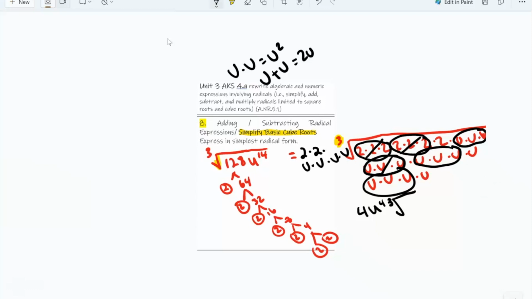Remember, when you're writing it in, you have to put the cubed in there. Otherwise, you change the game from square roots to cube roots. Then how many U's do I have left? Or how many numbers? I have a 2 right here. So this one's done. And then I have 1, 2 U's. And how do I write U times U again? U squared. All right, so that is now my new simplified version.